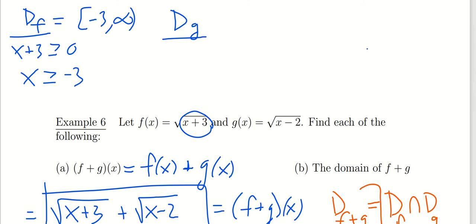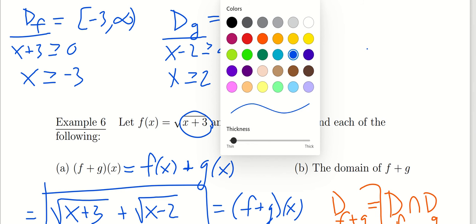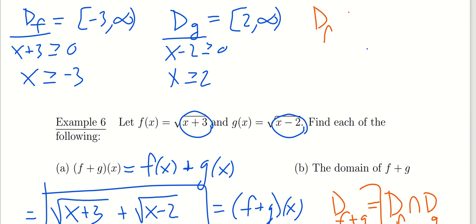For the domain of g, it's also a square root, so we need the thing on the inside to be greater than or equal to 0. We add 2 to both sides, and we get that x has to be greater than or equal to 2. So the domain of g is going to be x greater than or equal to 2, which would be from 2 to infinity. Now we're ready to ask the question, what is the domain of f plus g? Again, it should be the intersection of those two sets.